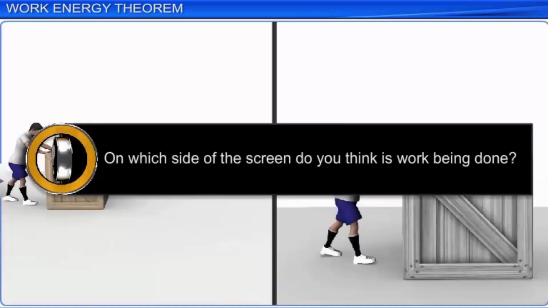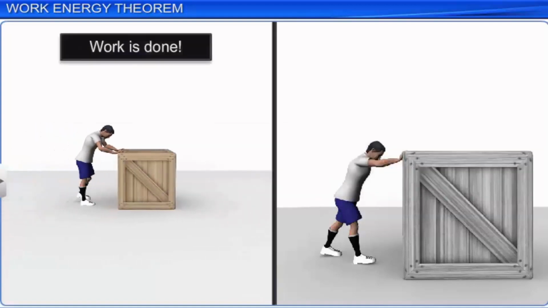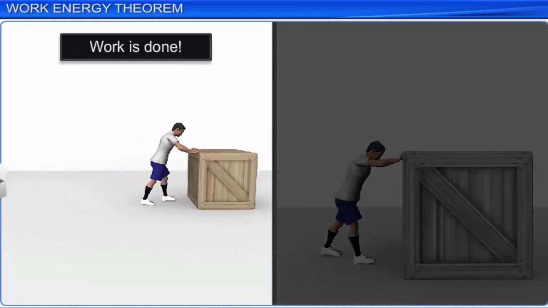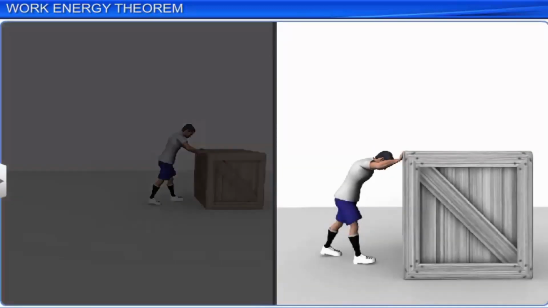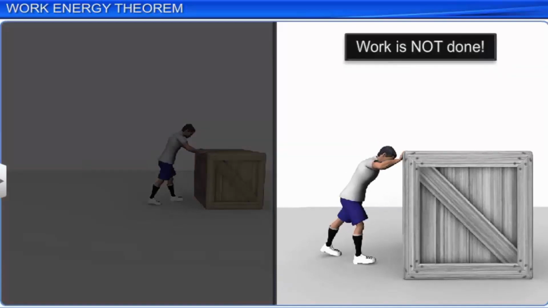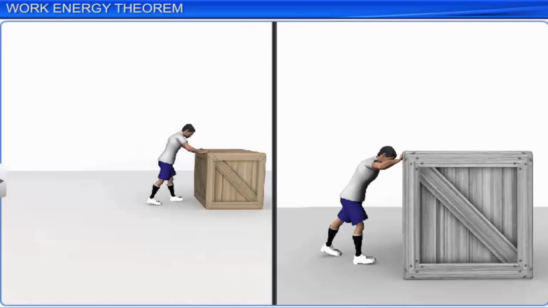On which side of the screen do you think is work being done? Work is being done only on the left side of the screen, where we see that a block is being pushed across the floor. Even though in the second case, the wooden crate is being pushed, there is no work being done. This is because, in physics, work is said to be done only when an applied force succeeds in moving a body.